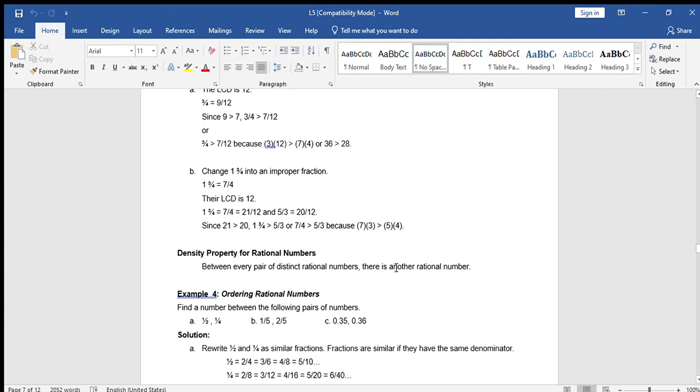Next. Now we have here the density property for rational numbers. Between every pair of distinct rational numbers, there is another rational number. Again, between every pair of distinct rational numbers, there is another rational number. So, ordering rational numbers. Find a number between the following pairs of numbers. For A, we have 1/2 and 1/4. B, 1/5 and 2/5. C is 0.35 and 0.36.